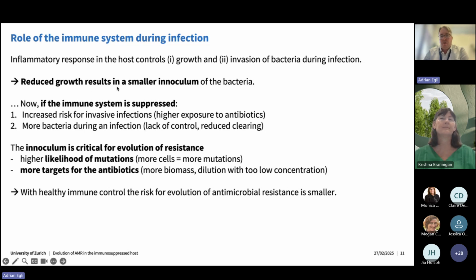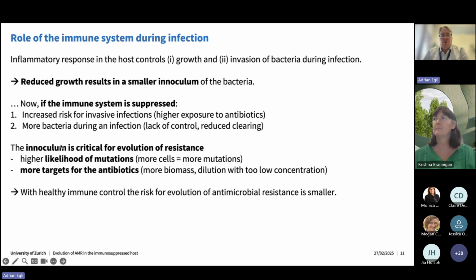So a reduced growth results in a smaller inoculum of the bacteria, and therefore it's also easier to treat a patient in this setting. Now, if the immune system is suppressed, then you have an increased risk for invasive infections because there's a higher exposure to the antibiotics. That's certainly clearly the case that when you have more exposure to antibiotics, there's also a selection pressure on the bacteria, but more bacteria during infection also happens, so there's a lack of control and a reduced clearing due to the immune system.